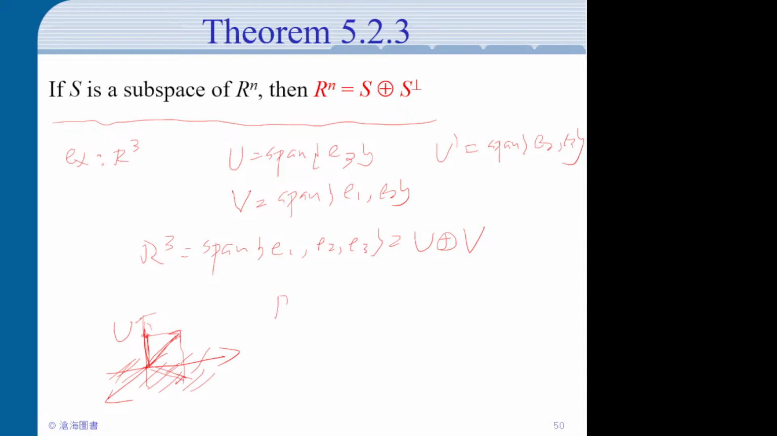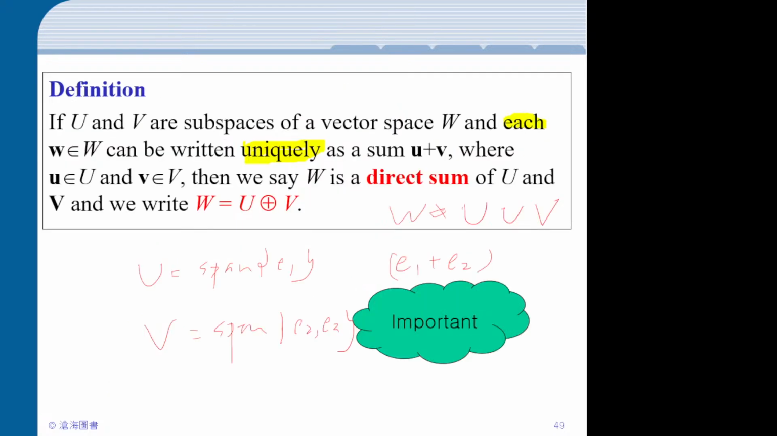Then we have R3 is not equal to U prime direct sum U, because we have the E2 overlap here. So if you have a basis that is the union of all those four vectors, then E2 is obviously not linearly independent of E2. So those four vectors are another basis for R3. Okay, and that will mean that you lose the uniqueness of this decomposition U plus V.